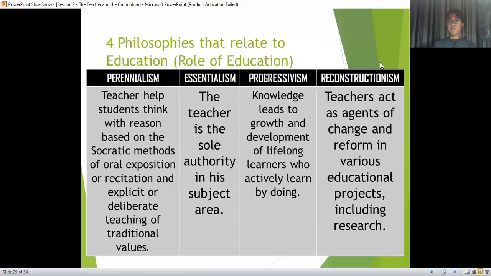Next, for Reconstructionism, teachers act as agents of change. Of course, you are reconstructing the society, so you act as agents of change. So if you call yourself an agent of change, that's your view, and the philosophy you are following is Reconstructionism. And reform in values educational projects, including research. This one is research-based because you want reform, you want a transformation. And how do you do transformation? You research, because through research, we discover a lot. And through discovery, we lead ourselves into innovation.